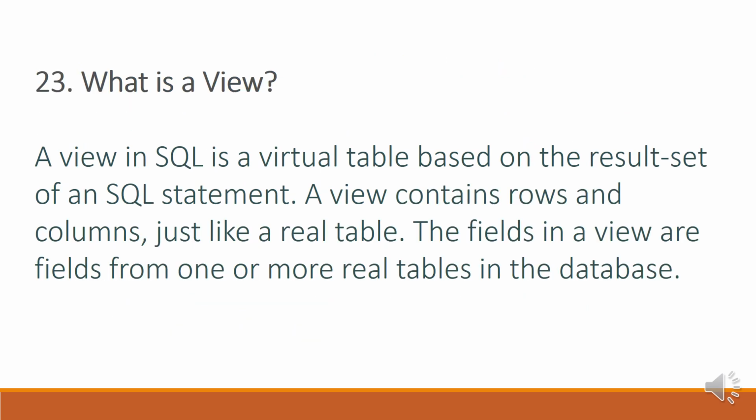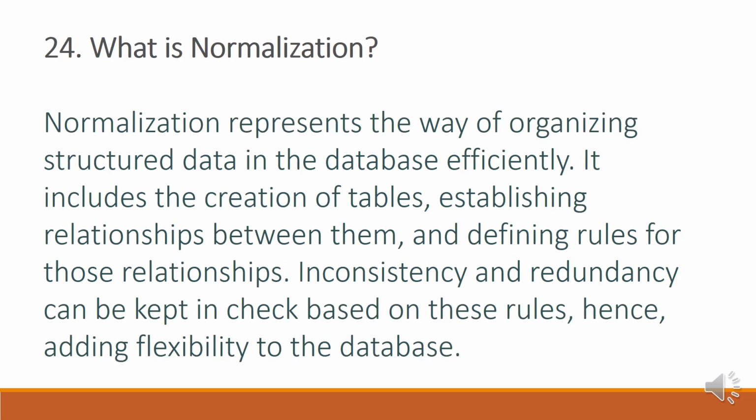What is a view? A view in SQL is a virtual table based on the result set of an SQL statement. A view contains rows and columns just like a real table. The fields in a view are fields from one or more real tables in the database. What is normalization? Normalization represents the way of organizing structured data in a database efficiently. It includes the creation of tables, establishing the relations between them, and defining the rules for those relationships. Inconsistency and redundancy can be kept in check based on these rules, hence adding flexibility to the database.